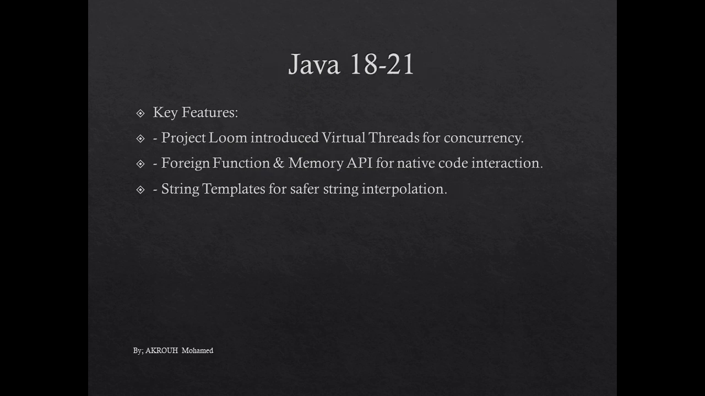From Java 18 to Java 21, major advancements focused on concurrency and low-latency performance. Project Loom introduced virtual threads, previewed in Java 19 and finalized in Java 21, allowing thousands of threads with minimal overhead, simplifying concurrent programming. The foreign function and memory API was further refined, allowing seamless interaction with native code. String templates were introduced in Java 21, providing safer and more flexible string interpolation.